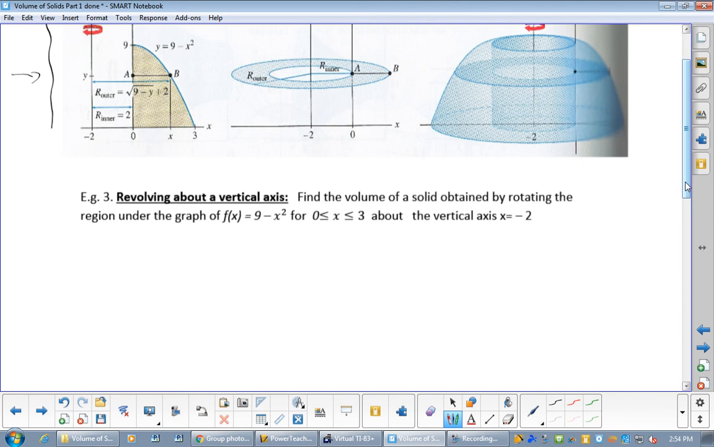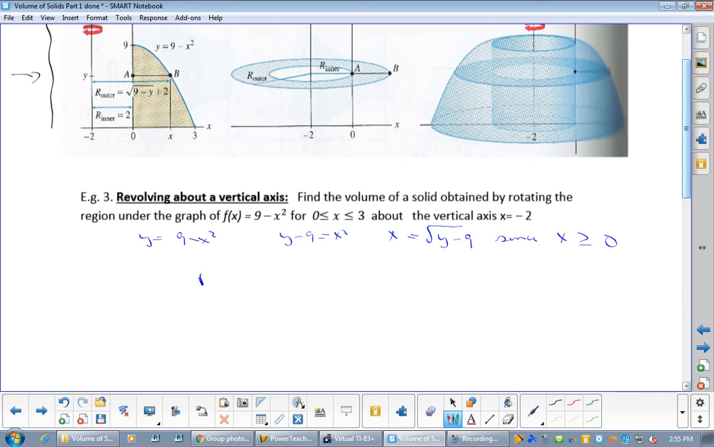So first of all, let's convert both of these to x equals. So I got y equals 9 minus x squared. y minus 9 equals negative x squared. Now x is going to be equal to the square root of y minus 9. It's not going to be plus or minus since x is greater or equal to 0. Okay, so we're not going to make it too tough.